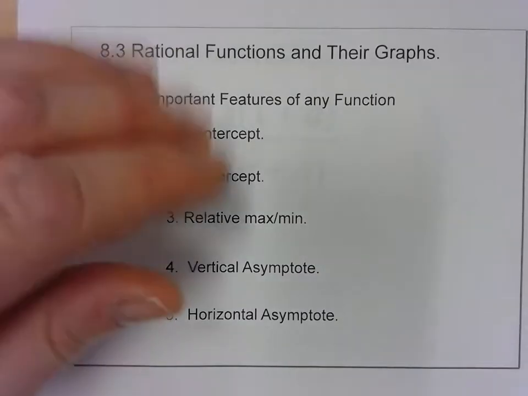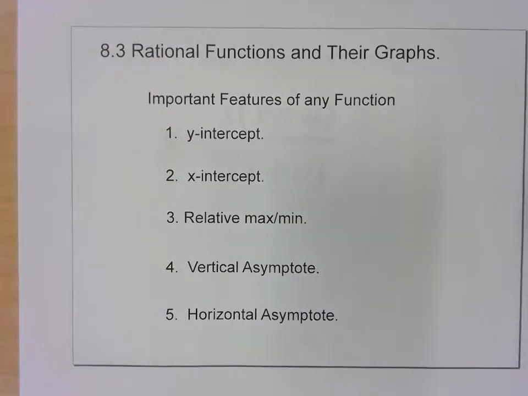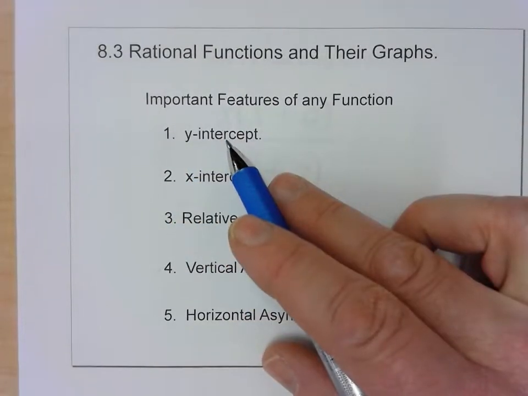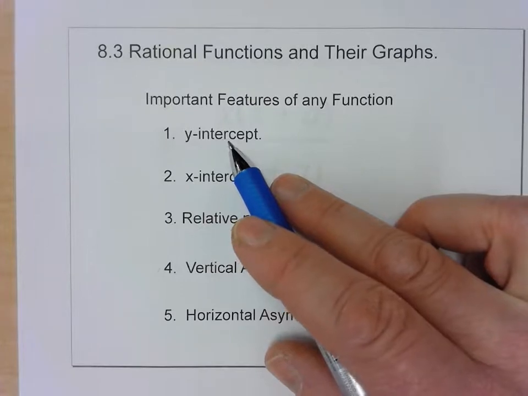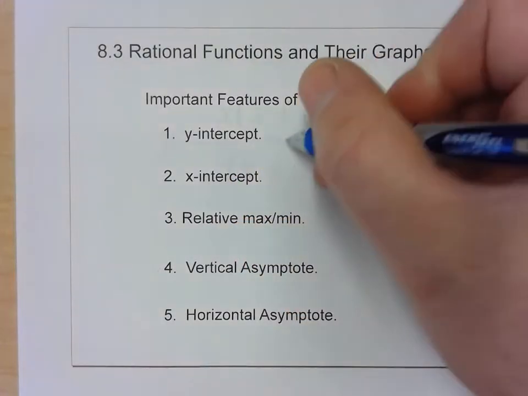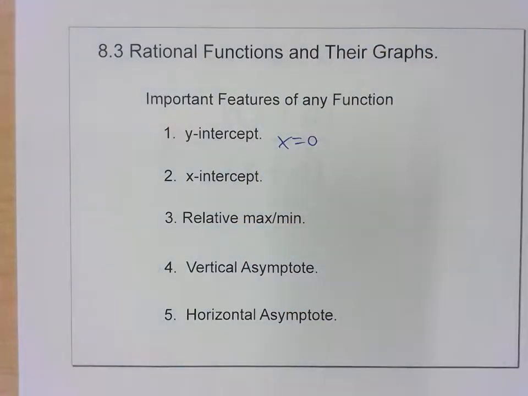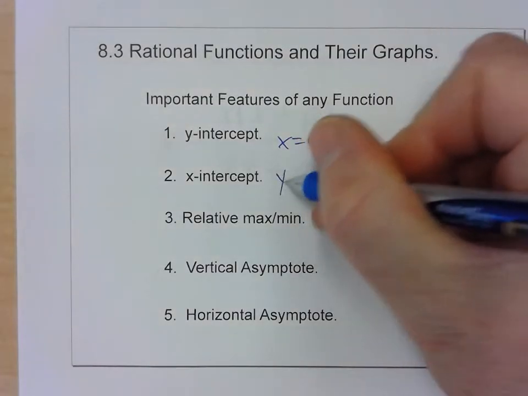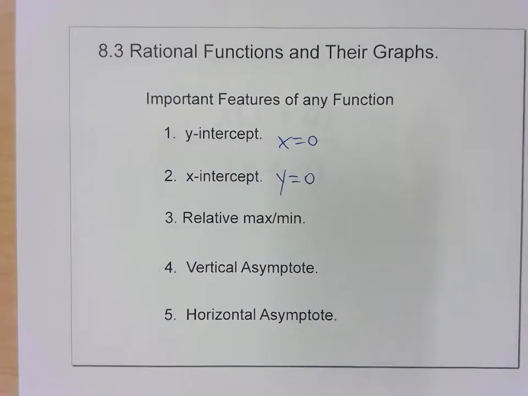Before we graph one of these, we're going to talk about general features of any function that you want to talk about and graph. Important features of any graph: the y-intercept. Well, how do you get the y-intercept? You make x 0. You set x equal to 0 in the problem. If you want the x-intercept, you make y equal to 0, or the output of the function equal to 0.